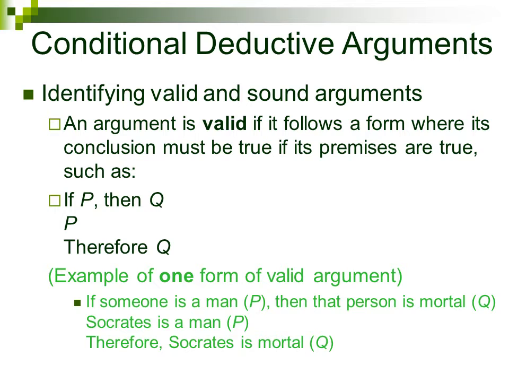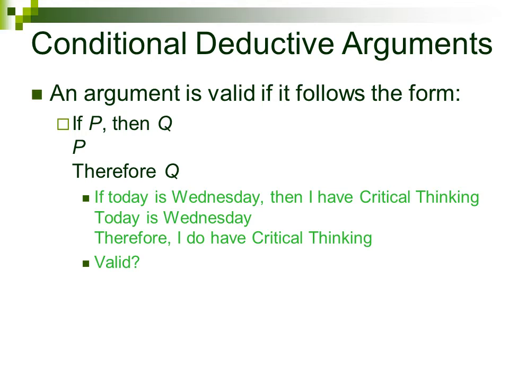So again, this is why this form is called affirming the antecedent, because the second premise is saying that the antecedent is true. And the reason this form is always valid is because if we assume that these premises are true, then the conclusion has to be true. That is, if we assume premise 1 is true, that if someone is a man, then that person is mortal, and we assume that premise 2 is true, that Socrates is a man, then the conclusion has to be true, that Socrates is mortal.